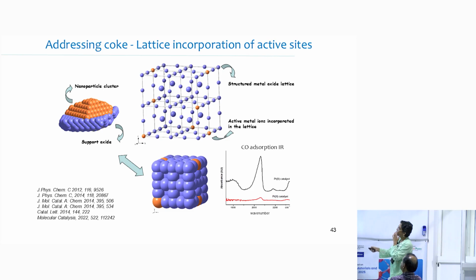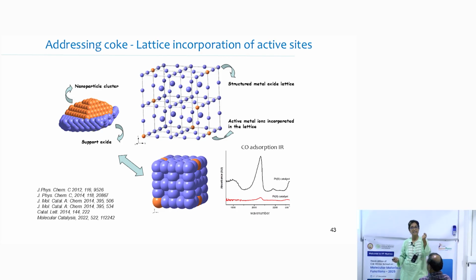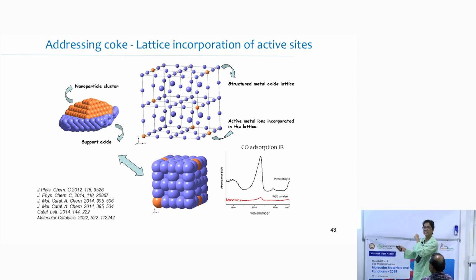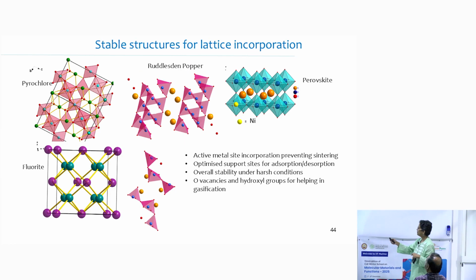So what we have done is, I'll go back to the simple scheme where the nanoparticle cluster was there and the support was there. Now we know the nanoparticle is active, but I don't mind a little compromise on the activity if I can incorporate the metal as ionic sites into stable lattices. That is what we have been doing for many years, and we could develop a lot of catalysts which are highly stable under very drastic conditions, because these oxides are quite stable. Perovskites work very well because of their stability and the window of doping.